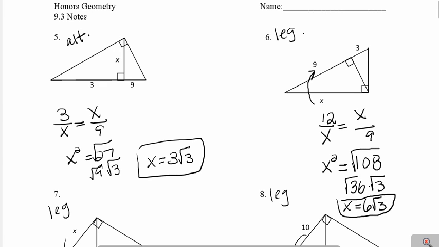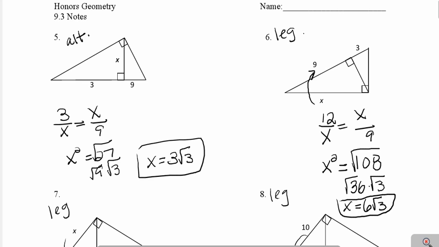Okay, so hopefully the first thing you did is determine whether it's an altitude versus a leg problem. So example 5 was an altitude problem, so I had the proportion 3 over x equals x over 9. When you cross multiply, you get x squared equals 27. Take the square root and make sure you simplify that. So the final answer, x equals 3 square root 3.